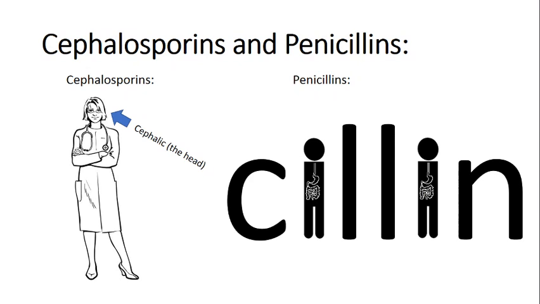Okay, here's where they're also grouped together. So cephalosporin, cephalic, head, and on the right side you see penicillins, and you have cillin with these little people drawn in with the heads. And I've also drawn in little GI systems in these people because cephalosporins and penicillins are antibiotics. They are meant to kill off bacteria.